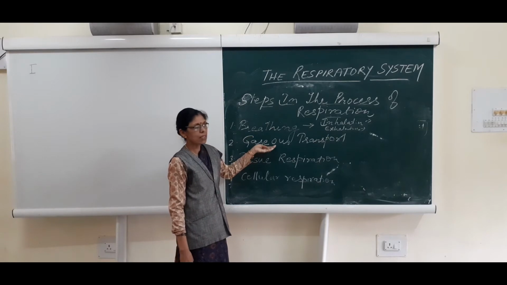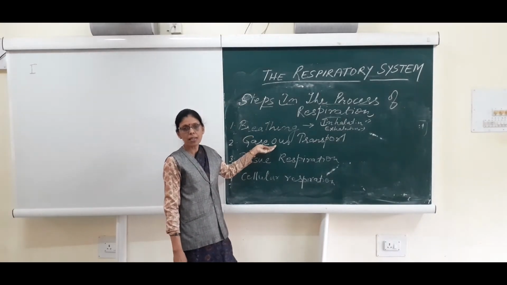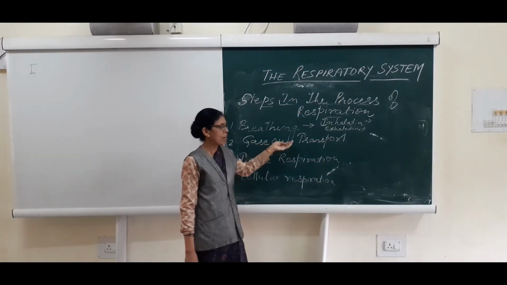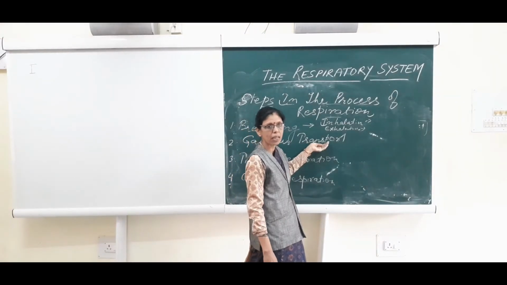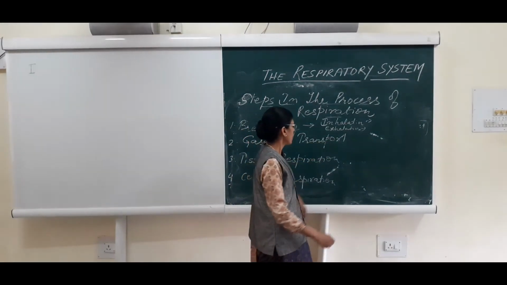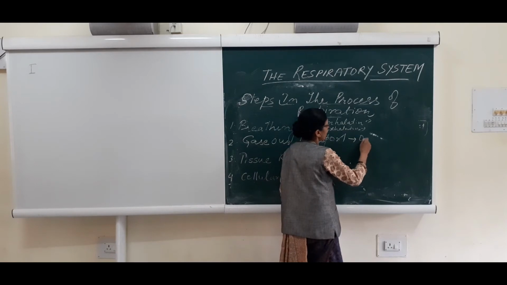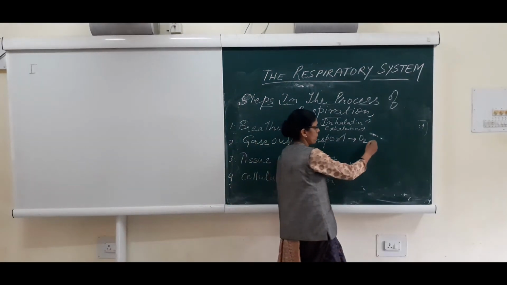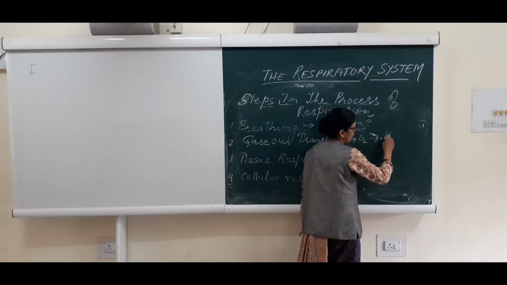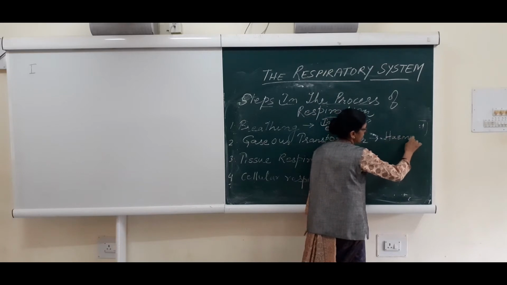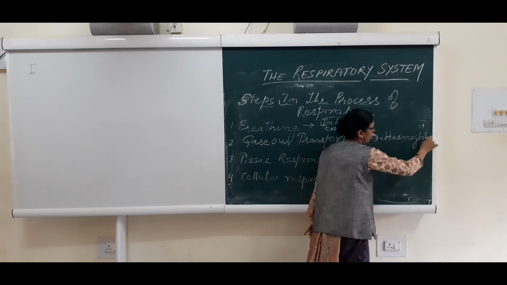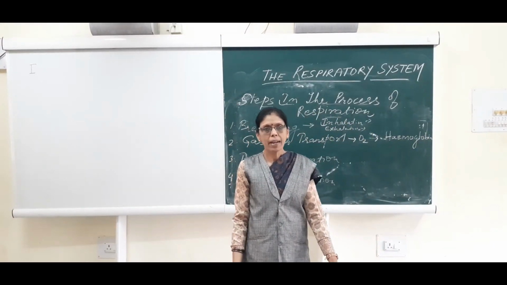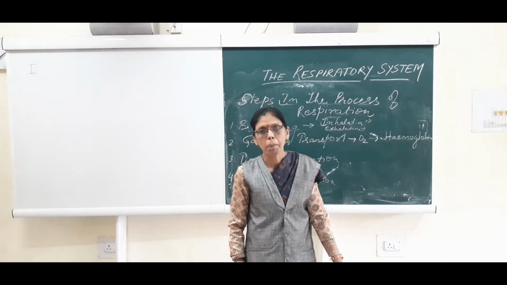The next step is gaseous transport. Once these respiratory gases are in our body, how are they transported to the site where they can be used and given out? Oxygen is taken in by the process of breathing. This oxygen combines with the respiratory pigment which is called hemoglobin. I hope everyone knows what hemoglobin is. Hemoglobin is a red pigment which is present in our blood.